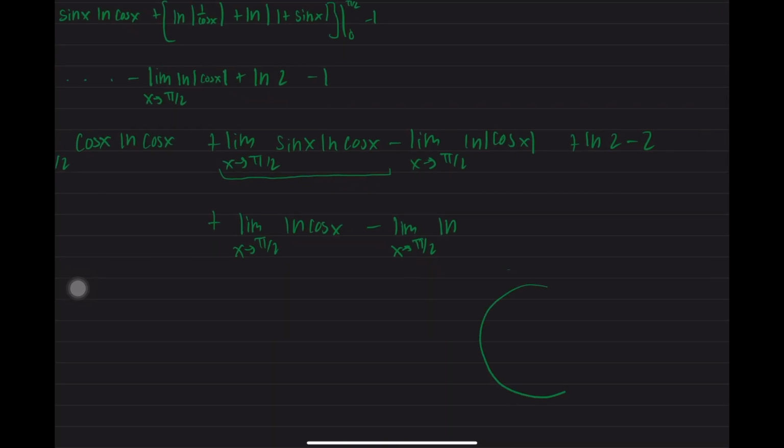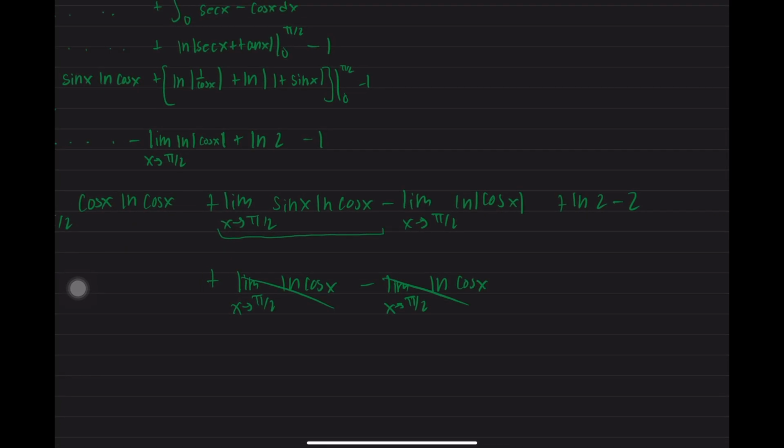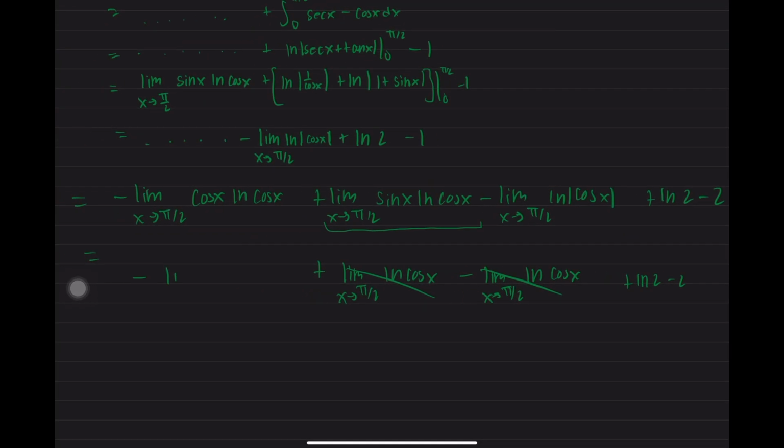So how can we make sure that this stays positive? Well, notice, in a rough sketch here, at pi over 2, cosine is positive whether we approach from this side or from this side, if we're really close here. So we can really say that cosine is positive anyway. So we'll just remove the absolute value and leave cosine of x. So both these limits will cancel out. Plus ln 2 minus 2 stays, and we have negative the limit as x approaches pi over 2 of cosine of x ln cosine of x.